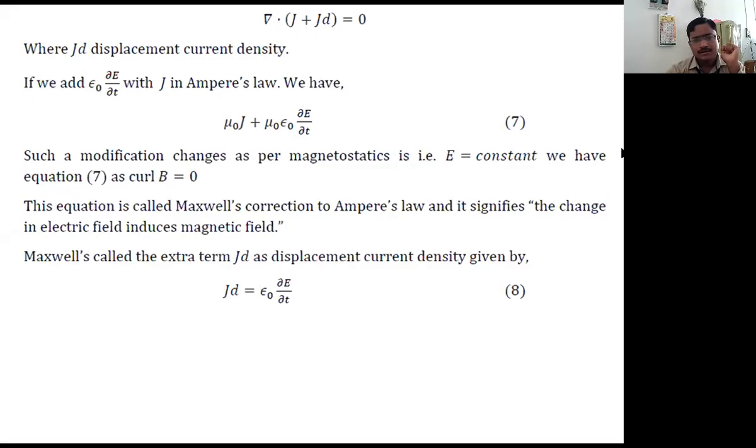Annapurna. Yes sir. Can you switch off your mic? What sir? Can you unmute? Mute.